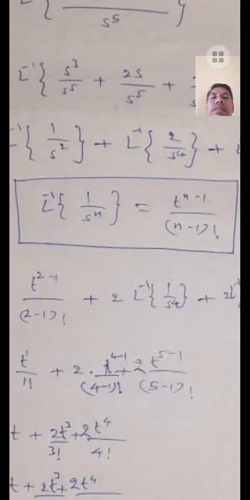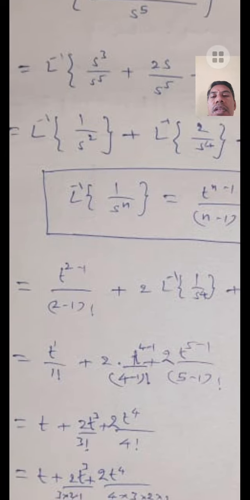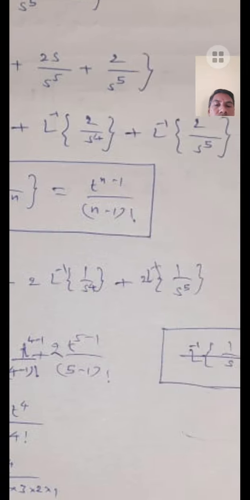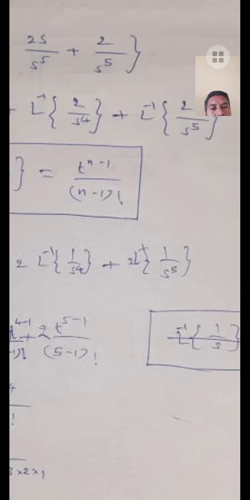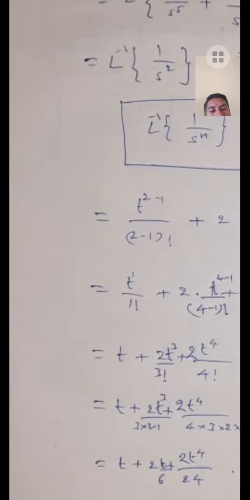Next, inverse Laplace transformation of 1 by s power n means t power n minus 1 by n minus 1 factorial. So based on that we can do each term's inverse Laplace, that is t power 2 minus 1 by 2 minus 1 factorial plus 2 into t power 4 minus 1 by 4 minus 1 factorial plus 2 into t power 5 minus 1 by 5 minus 1 factorial.